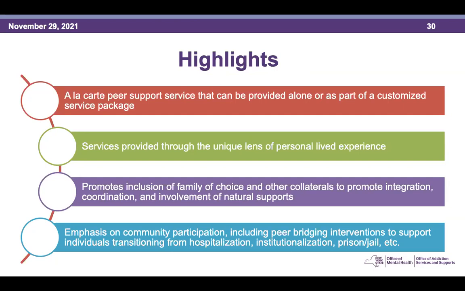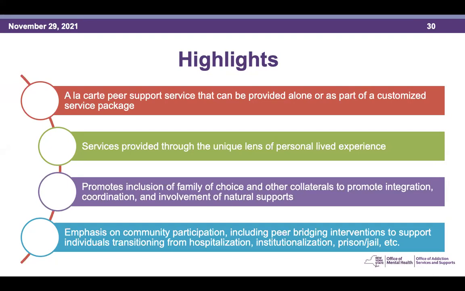Peer support services are provided through the unique lens of personal, shared, lived experience. So peer specialists have lived experience of mental illness or addiction, or they are the close family member of someone with an addiction disorder, and they're able to use that experience of recovery to support individuals in pursuing their own recovery. And that's really what makes peer support unique and different from a service like psychosocial rehabilitation. So the individuals who benefit from peer support are those who want to receive services from someone who has been there and who knows what it's like to navigate the system and achieve recovery.